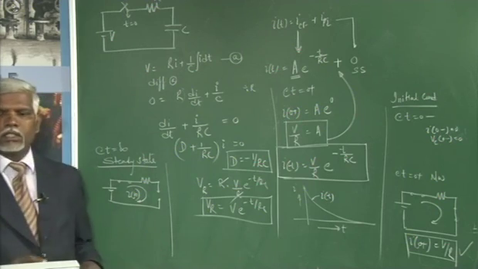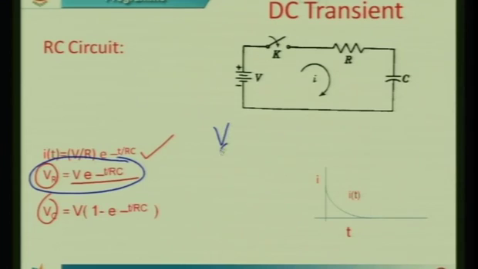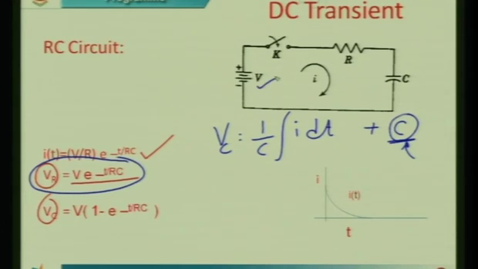What is the voltage across the capacitor? The voltage across the capacitor VC is 1 by C integral I dt, but we have an integration constant. We need to really worry about this constant, otherwise we will have a wrong answer. When the switch is closed, the final voltage will be V, and there will be a forcing function V applied to the capacitor voltage.